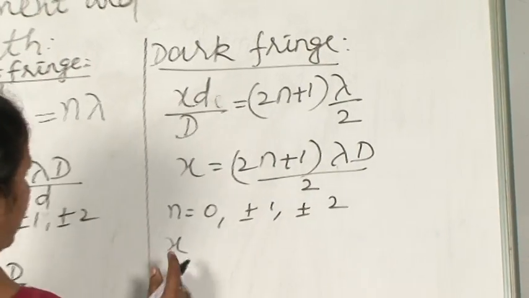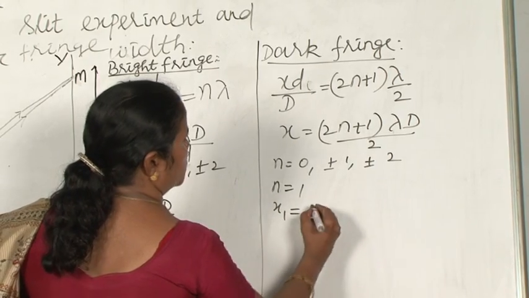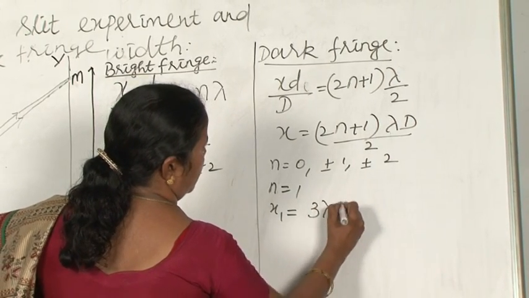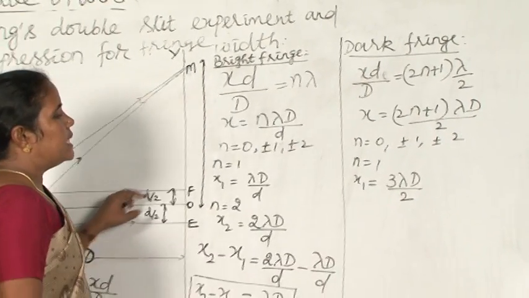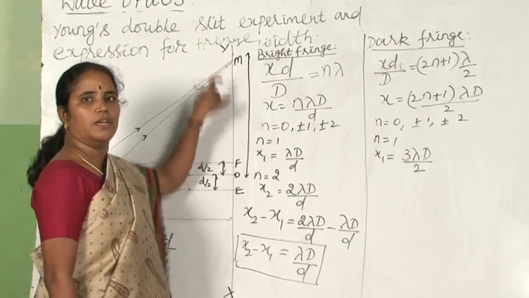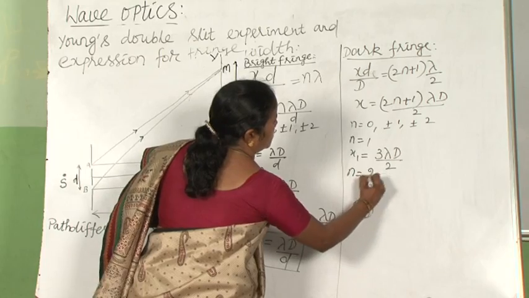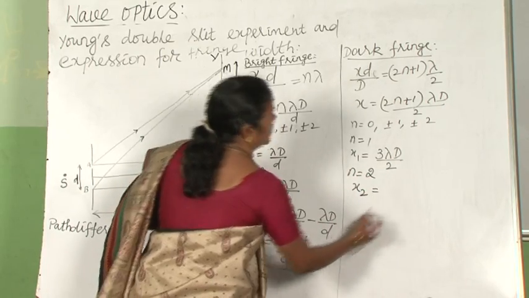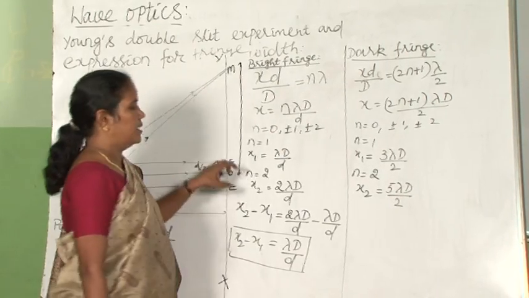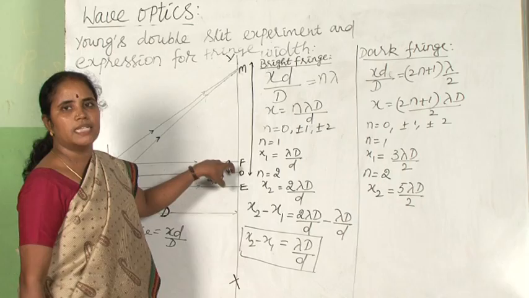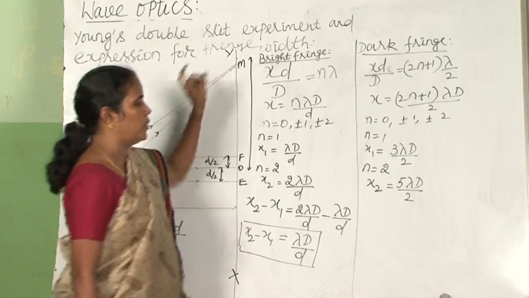If n is equal to 1, x1 is equal to 3 lambda D by 2d. This x1 is the distance of the dark fringe from the point O. If n is equal to 2, x2 is equal to 5 lambda D by 2d. This x2 is the distance of the minimum intensity fringe, that is the dark fringe, from the point O.